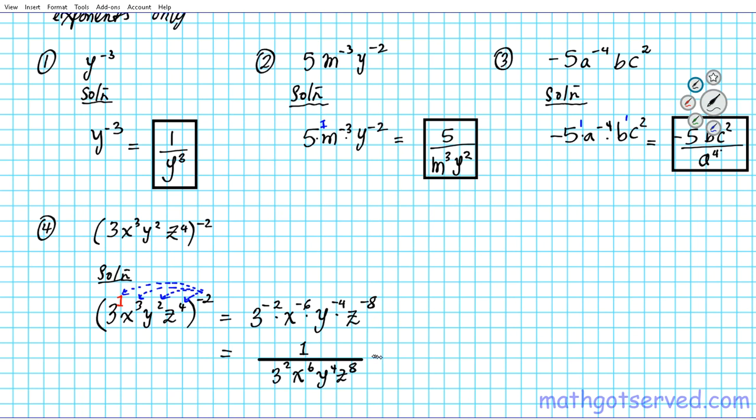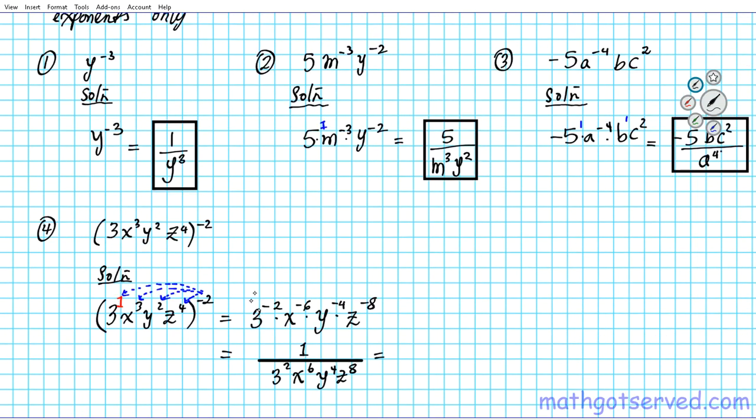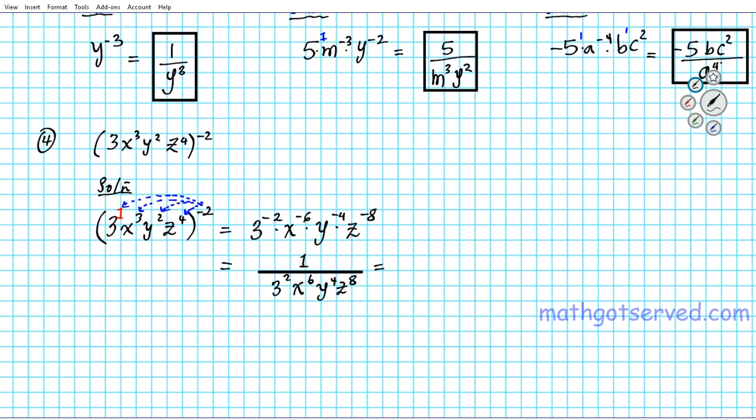All right, we can simplify 3 squared further, so let's go ahead and do that. Move this down a little bit. If we simplify 3 squared further, we're going to have 1 over, so 3 squared is 9, 9x to the sixth power, y to the fourth power, z to the eighth power. Ladies and gentlemen, that is the answer to question number 4.